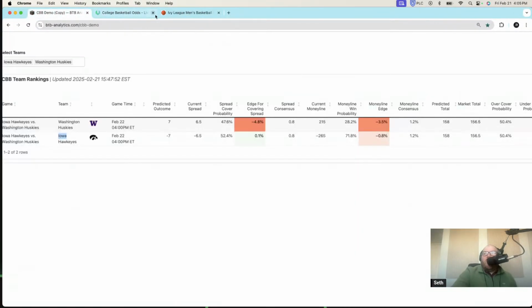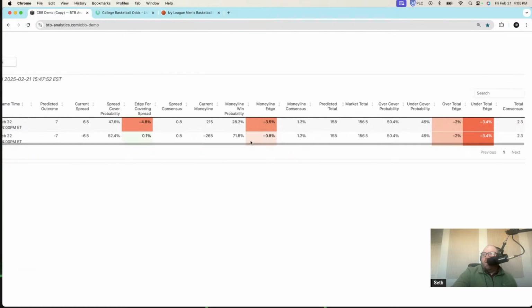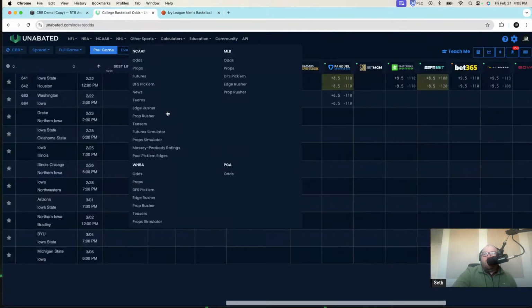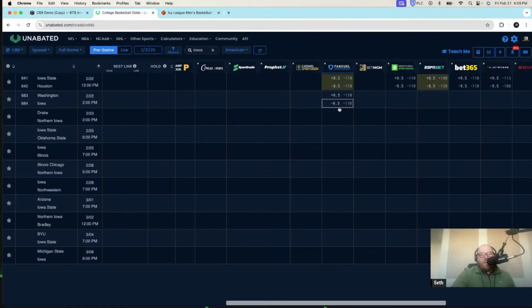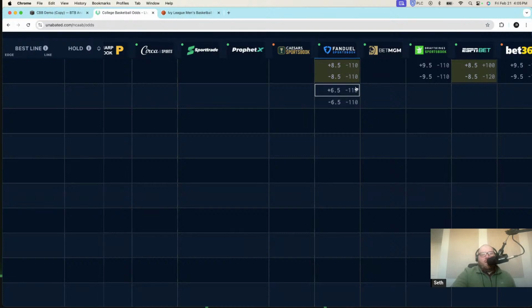Now, there's not a ton of value, but this is just a guess from FanDuel. This isn't a market. This is just a guess. They have a power rating. They ran a simulation. That's all it is. It's not a market.